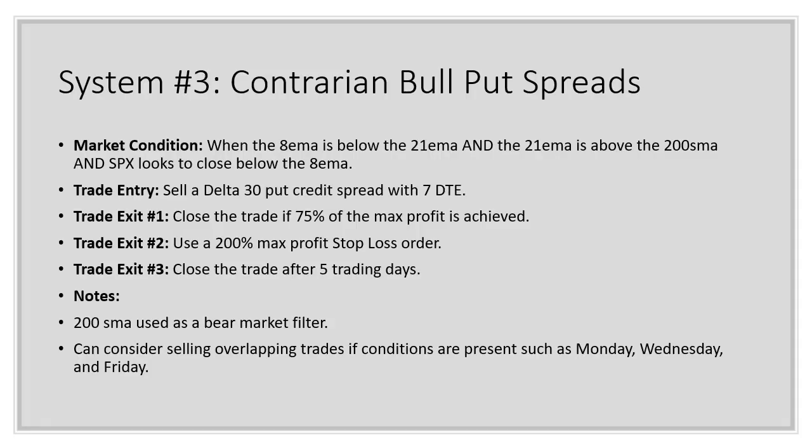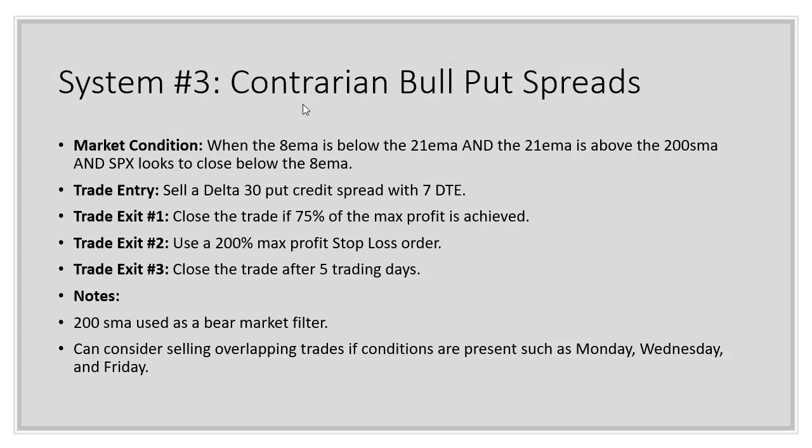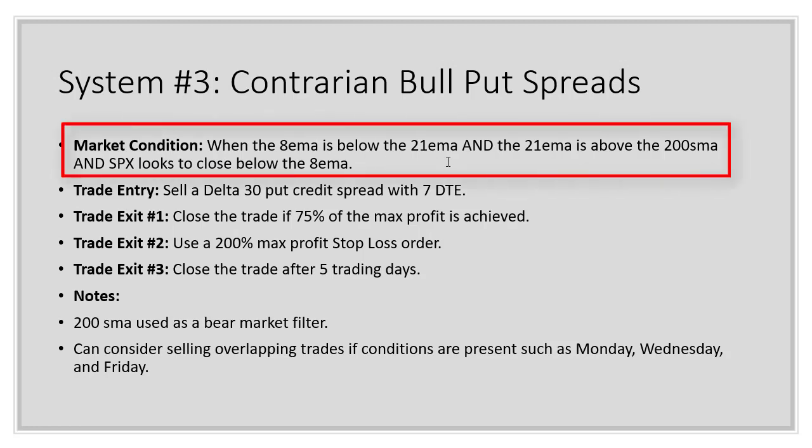Okay, so let's talk about system number 3. This is a contrarian bull put spread. And the reason why it's contrarian is because now the market has moved even lower, so much that the 8 EMA is now trading below the 21 EMA.